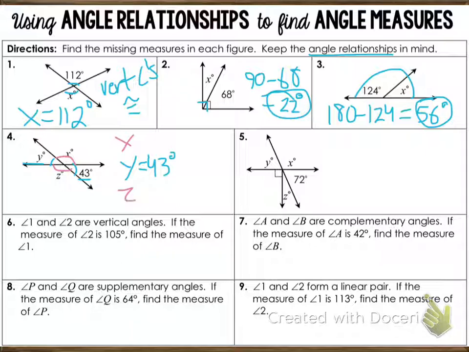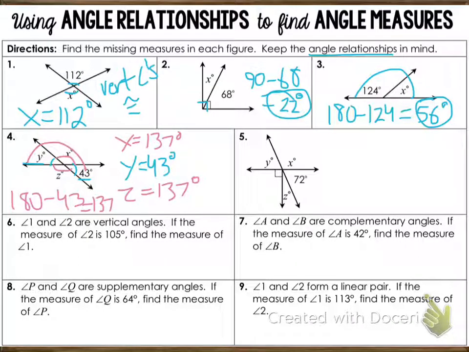So now x and z, we can find that by doing 180 minus 43, because these add up to 180. So 180 minus 43 is going to be 137. So that means x is going to be 137 degrees, and z is also 137 degrees, because x and z are vertical angles. They are congruent.